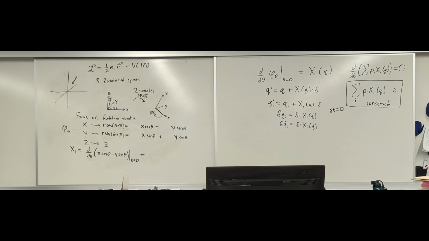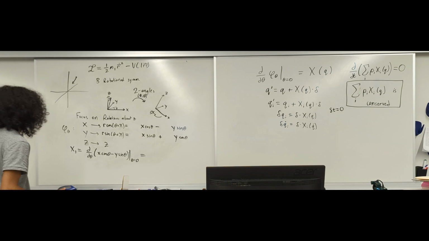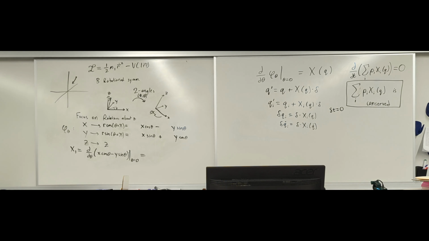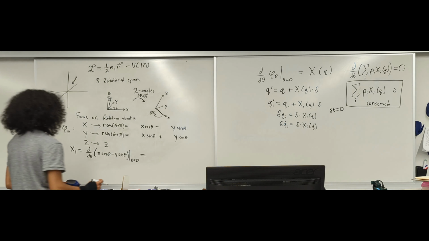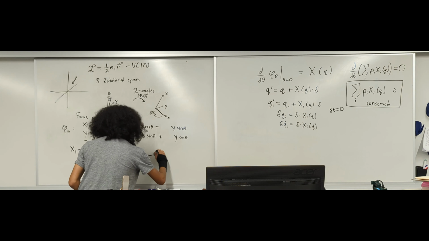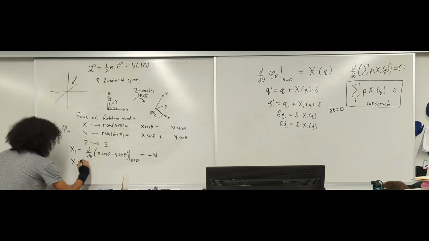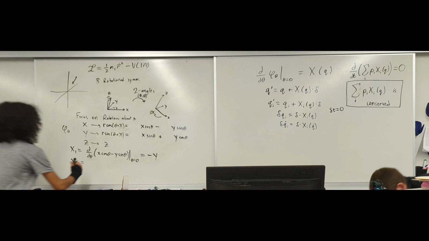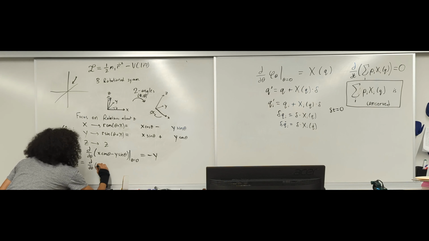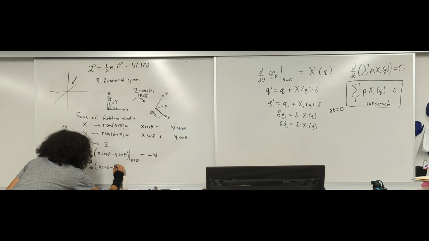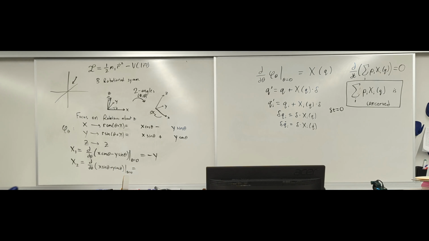And what is this? That would be negative x sine theta minus y cosine theta. And what is cosine theta at 0? Be 1. Yeah. So it would just be negative y. And then x2. That would be d by d theta of x sine theta plus y cosine theta. Which is, at theta equals 0? Which is? And that would just be x. Yes.